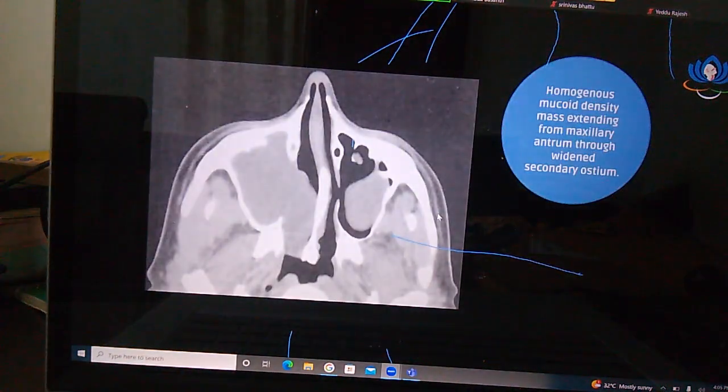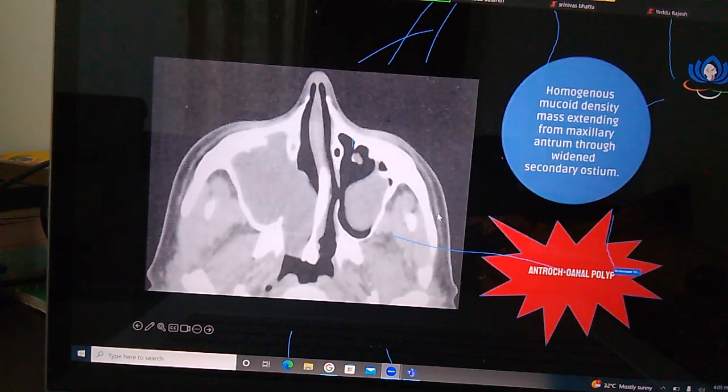This is a homogeneous mucoid density mass extending from the maxillary antrum through a widened ostium into the nasal cavity and choana. This is nothing but an antrochoanal polyp, a unilateral polyp. It is coming out from the maxillary sinus, you will notice, and going posteriorly.